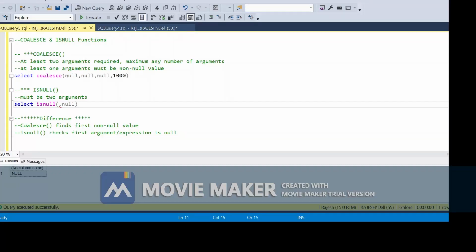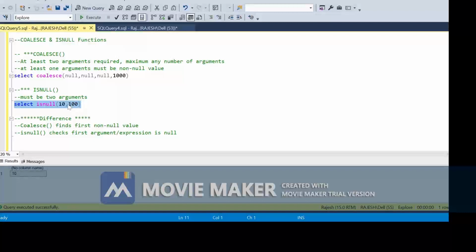and if I place here a non-null argument which is 10, let's try to run it. It is again returning 10. If I place 100 in the second argument, again it will give the first value because it checks the first position, first argument, whether it is null or not null. If it is null, then it will be replaced by the second one.